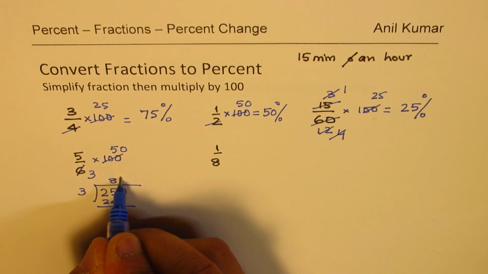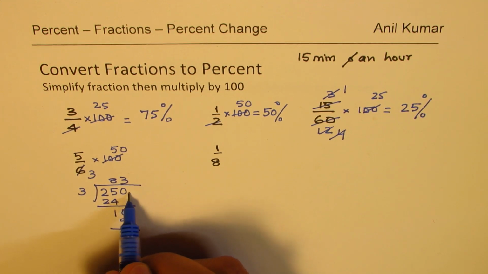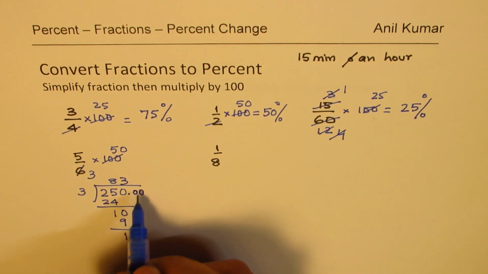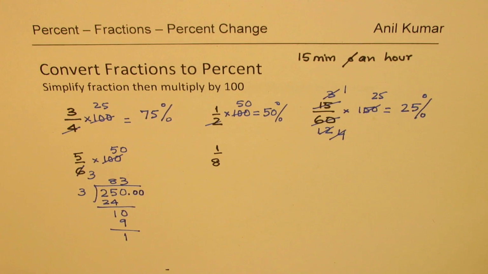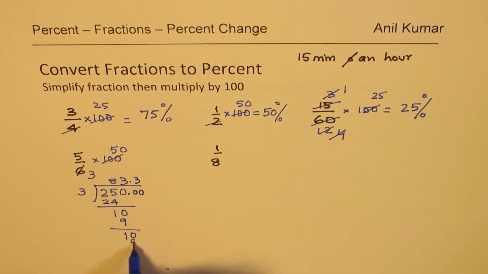3 times 3 is 9. Right? And taking away 9 from 10 is 1. Now you need to convert to percent. You can go 2 decimal places or 1 decimal place, correct? So bring down 1, we get 3 times 3 is 9. Again, you have 1 remainder, correct? So you see, it never stops. It continues, as you have seen right there.